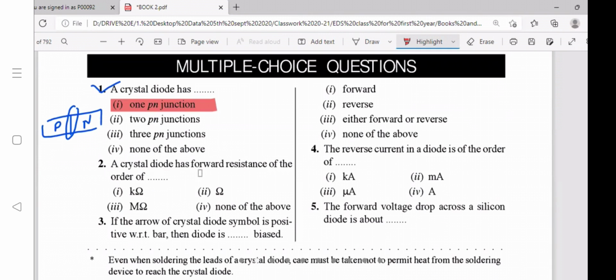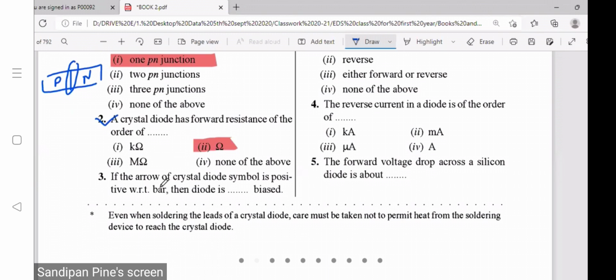Second one, a crystal diode has forward resistance of the order of, already I have told, it is of the order of ohm. Reverse resistance is the order of kilo ohm. Forward resistance is of the order of ohm.